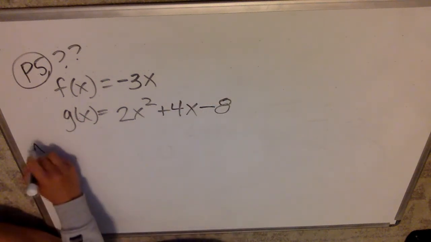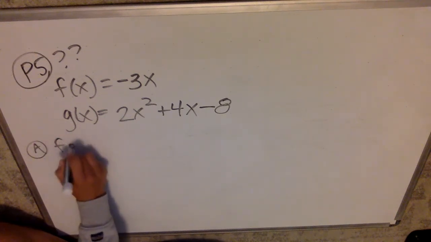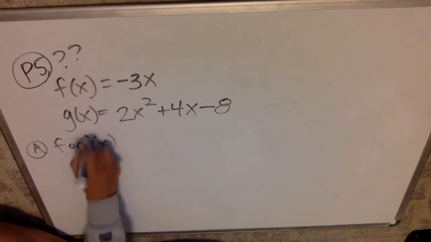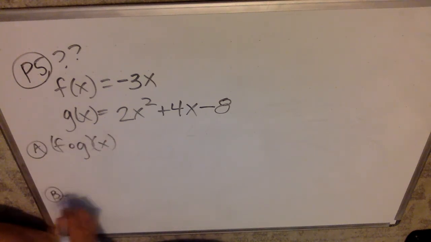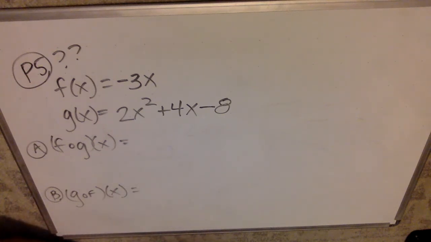All right, and so for A, I want you to find f of g of x. Sorry, I do it every time. And for B, I want you to find g of f of x. Okay, so pause me if you want to do it by yourself. I'm going to go ahead and start doing it now.